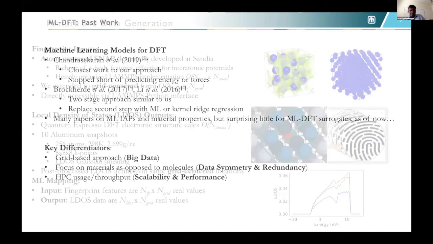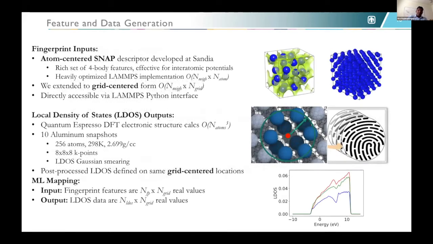Okay. So here are the feature and data generation aspects. What are the inputs for the fingerprints? What are the inputs for the machine learning model? And what is the output for the machine learning model? Okay. And you are given an atomic configuration like in the top right.